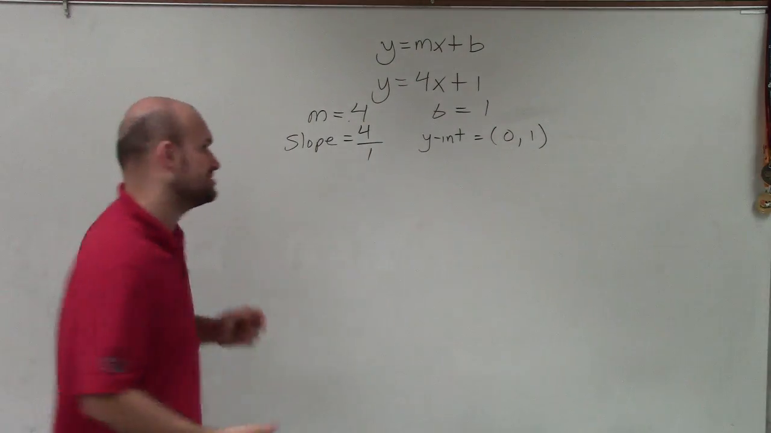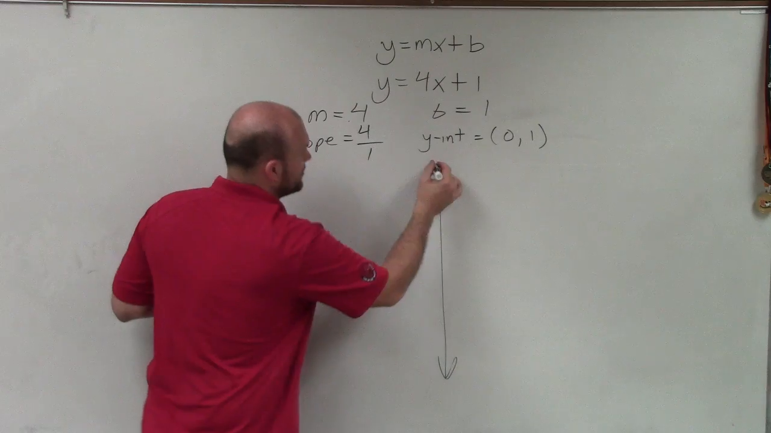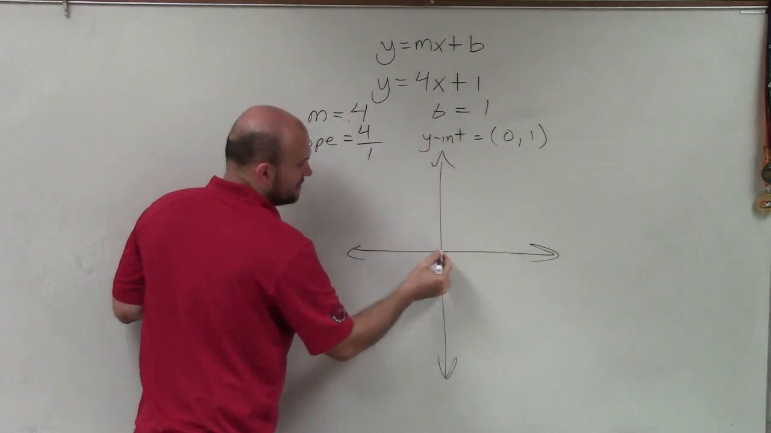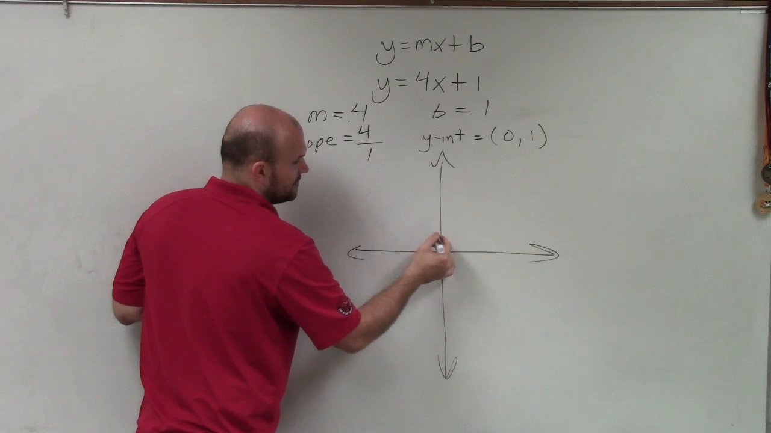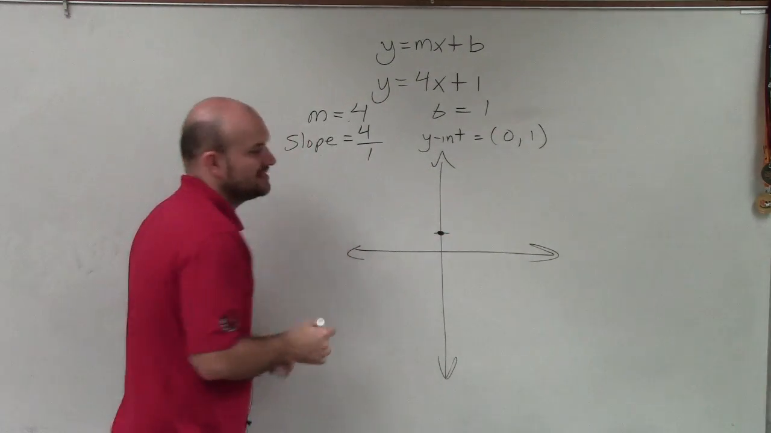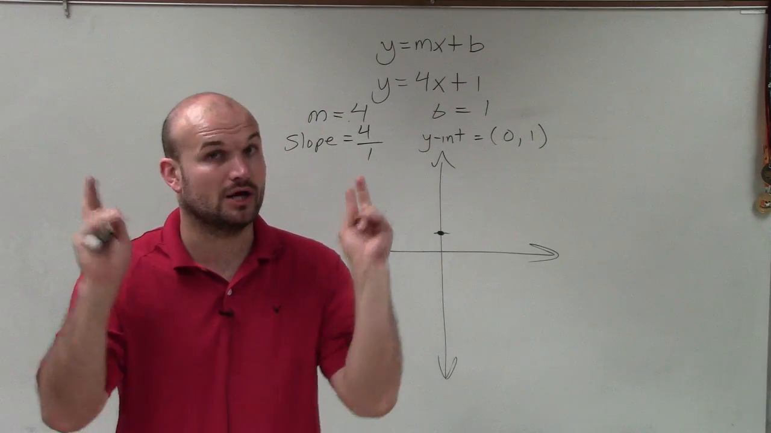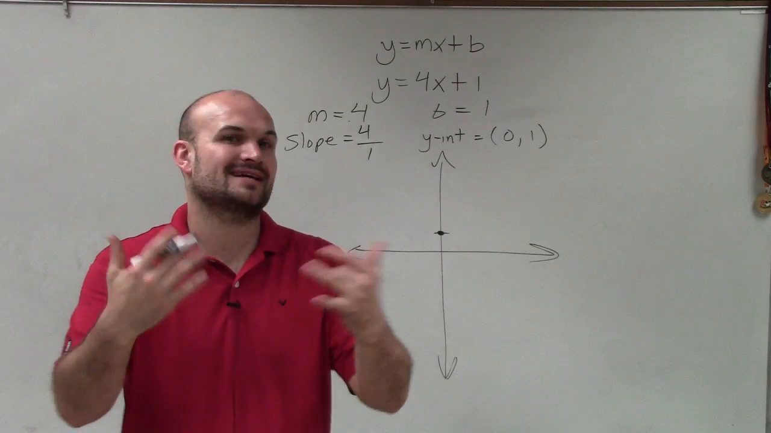So when we're graphing using slope-intercept form, the first thing we want to do is plot our y-intercept. So since that's at 0, 1, I go over to 0, up 1. And I'm going to make a nice big dot. Then what I'm going to do is I'm going to use the change in the y over the x, which we call our slope, to help us find our next point.